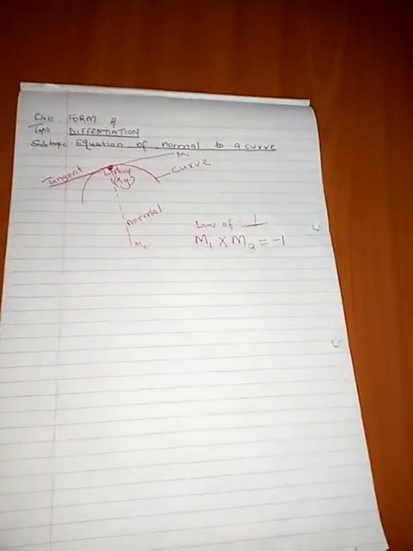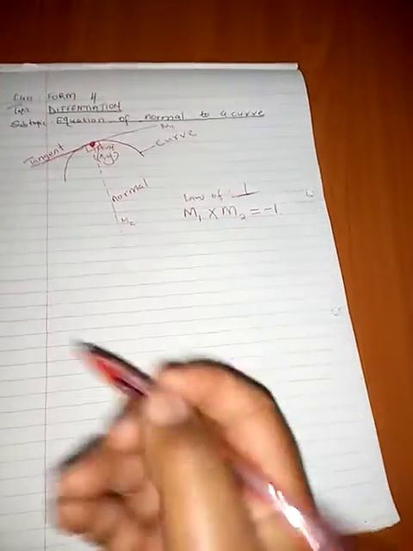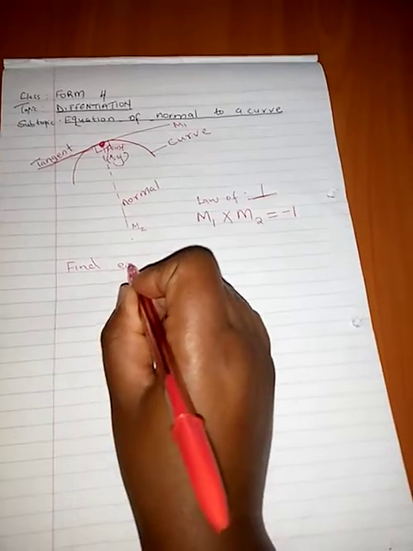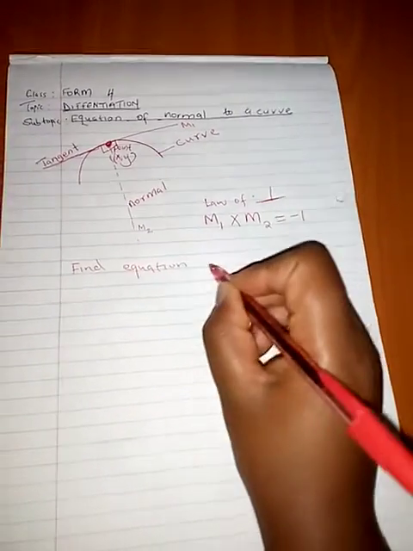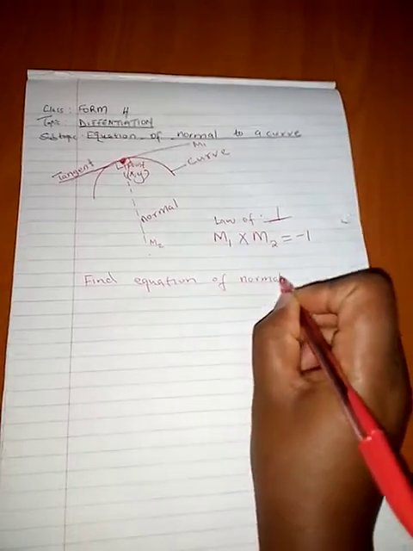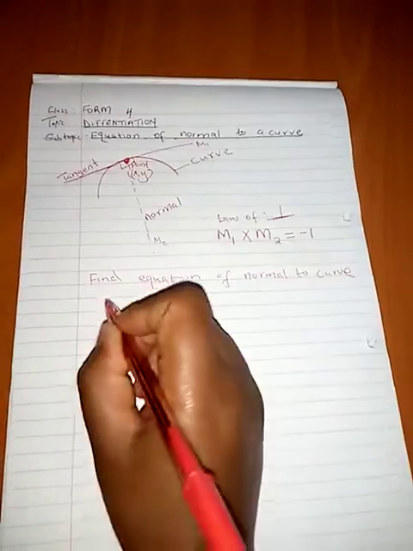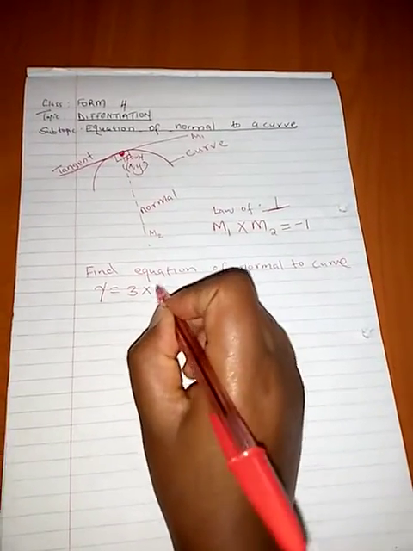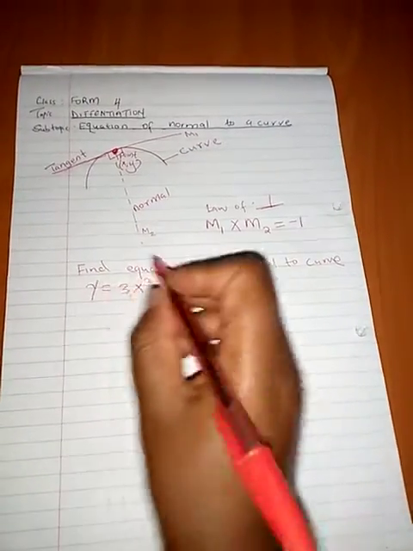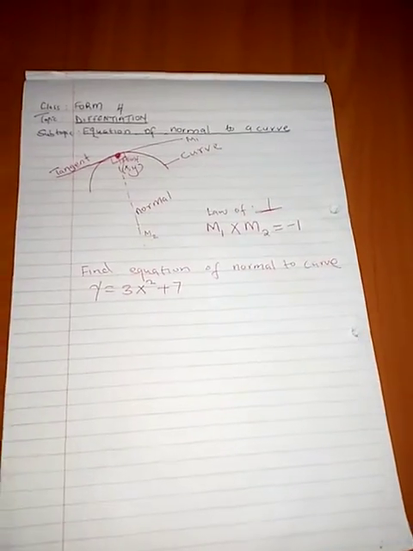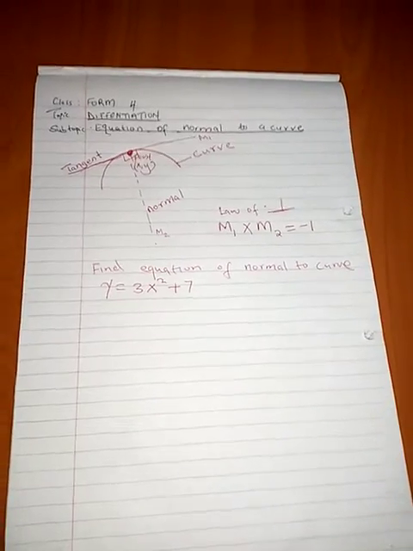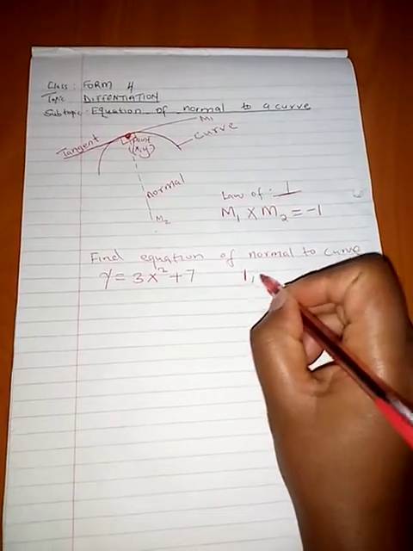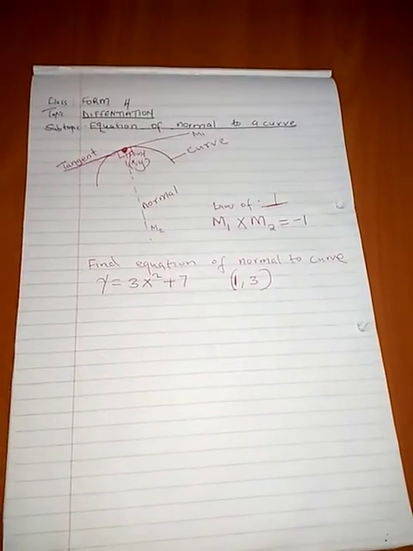Let's try to get a question whereby we are being told to find the equation. Find the equation of normal to curve. Then you are being given y is equal to 3x squared plus 7, and our point is 1. It passes through a point (1, 3).